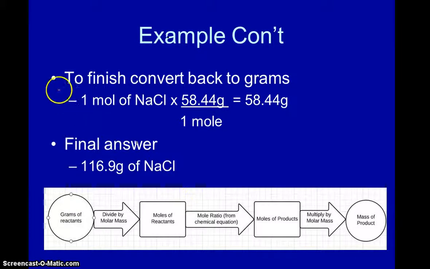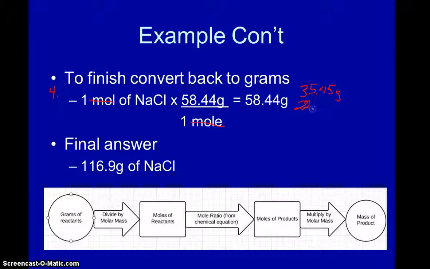Last step, step number 4, to finish this off, you want to convert it back to grams. Well, moles here and here are going to cancel, and I have 1 mole of sodium chloride, which weighs 58.44. If you're not sure where I got that from, remember 35.45 grams is 1 chlorine. We're not using 70.9 because there's no 2 down here.